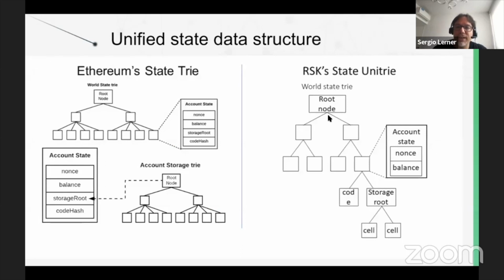As I mentioned, internally, the data structures of the node are different. Ethereum stores everything in millions of different tries, right? Every smart contract in Ethereum has storage, and all the storage is stored in different tries. In the case of Rootstock, we have a single data structure called the unit trie that stores everything. This makes the node much more efficient in handling snapshots, moving to any block, and garbage collection. Everything is simpler having a single tree containing all information.